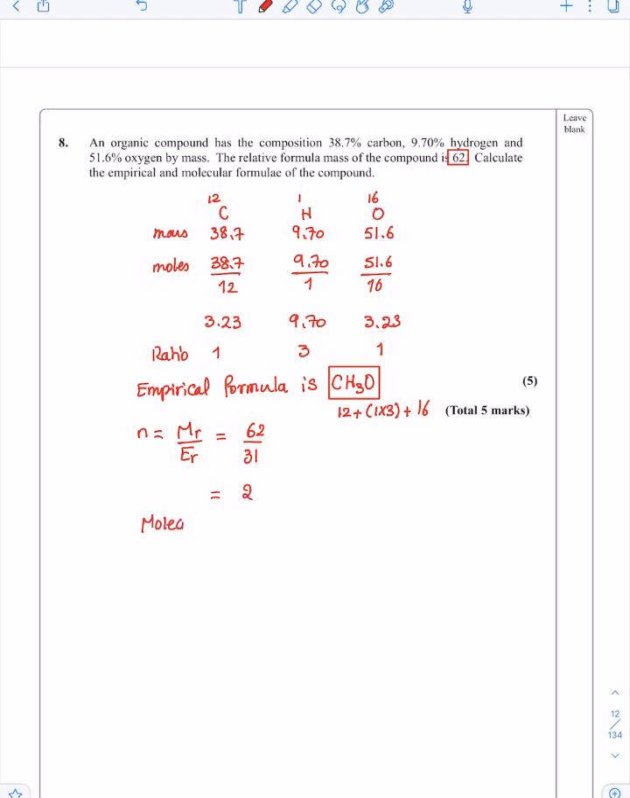ومن هنا نقدر نقول ان الموليكولر formula is equal to الempirical formula repeated n times. يبقى equals CH3O repeated 2 times. يبقى الempirical CH3O و repeated مرتين يبقى الموليكولر formula C2H6O2. هذا question 8.